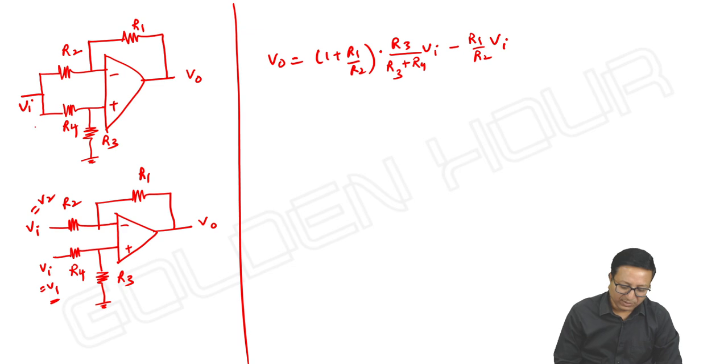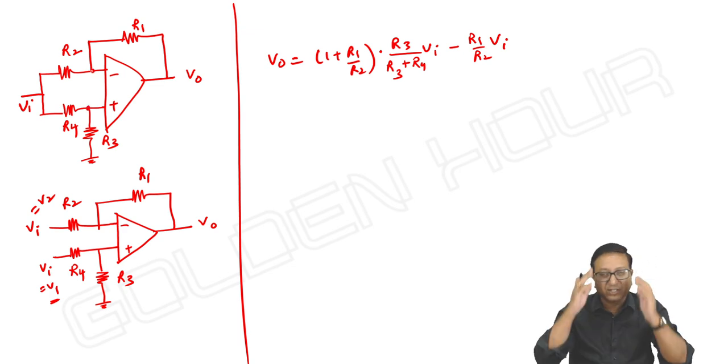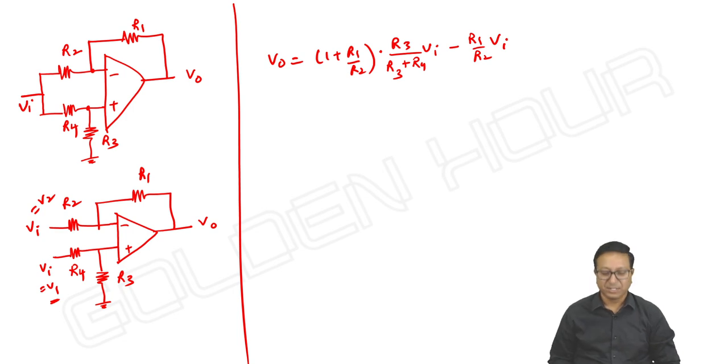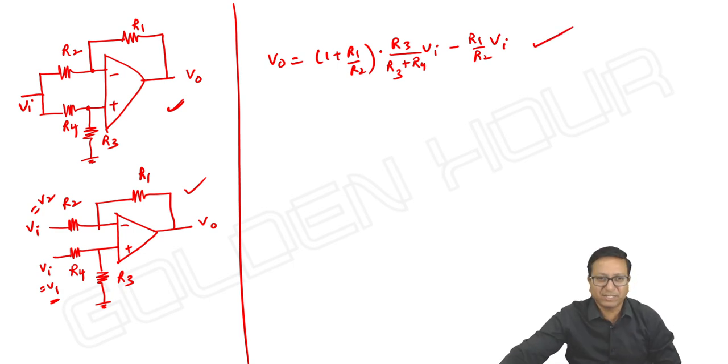Here I need not worry about calculating what V plus is, again using virtual short and taking the node equation. That is a bit time-taking procedure. If I redraw the circuit like this, you can just write the answer. That's my concern. You can use superposition or whatever it is. Once you have the circuit, the final result is this way.